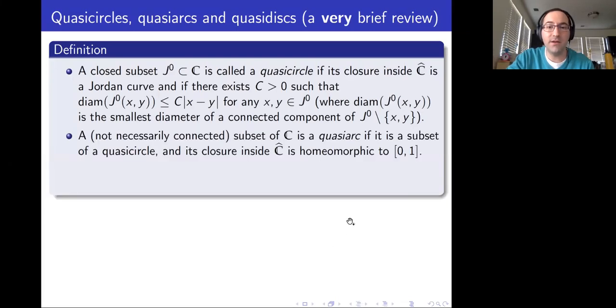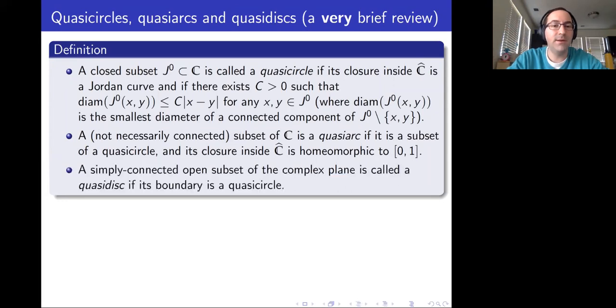A quasi-arc is just a subset of a quasi-circle such that its closure inside the Riemann sphere is homeomorphic to an interval, and it doesn't have to be connected. For instance, if you look at 2 infinite rays that meet at infinity, sometimes that will be a quasi-arc. And again, we will see some examples. And the third thing is, what is a quasi-disk? A quasi-disk is a simply connected open subset of the complex plane whose boundary is a quasi-circle, which is a nice definition.